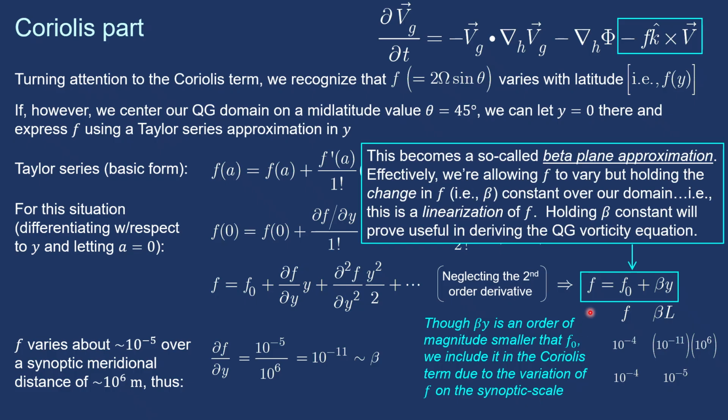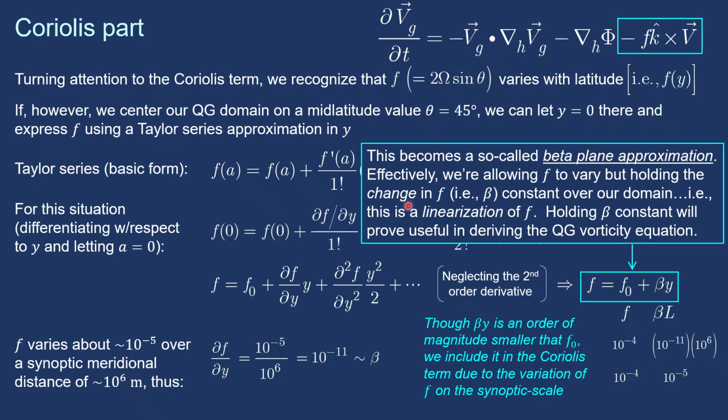So this part highlighted here in blue, where we're replacing f with f naught plus beta y, becomes a so-called beta plane approximation. Effectively, we're allowing f to vary, which retains the fundamental dynamics, but we've simplified by holding the change in f constant over our domain. So instead we've turned a sine function, which is nonlinear, into a linear polynomial, f naught plus beta y, using the Taylor series. So this is a linearization of f.